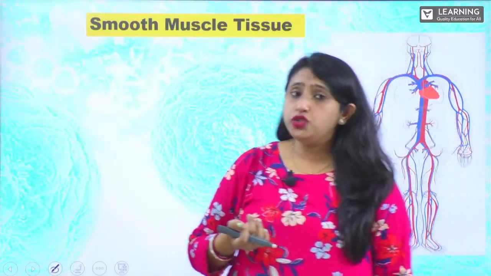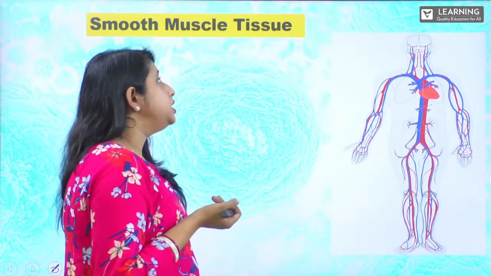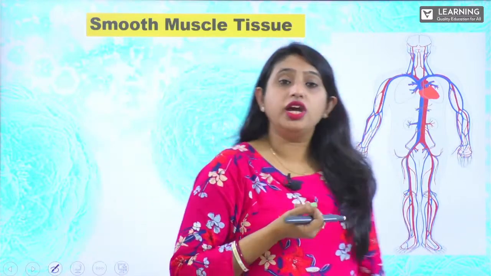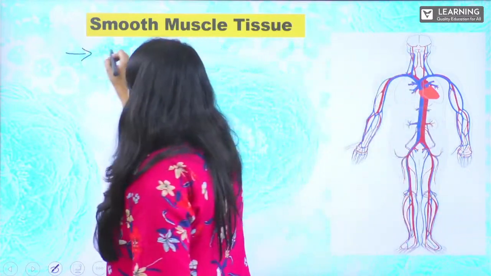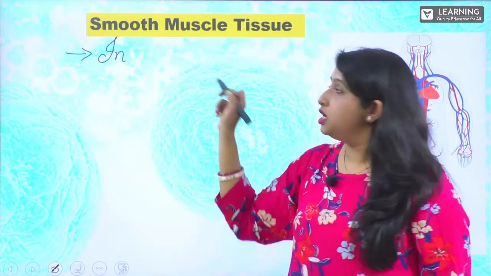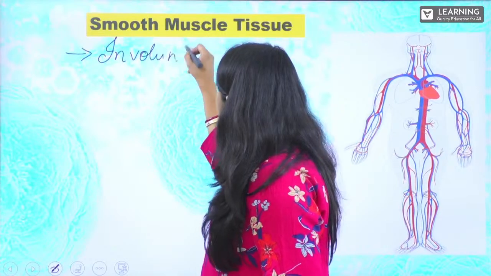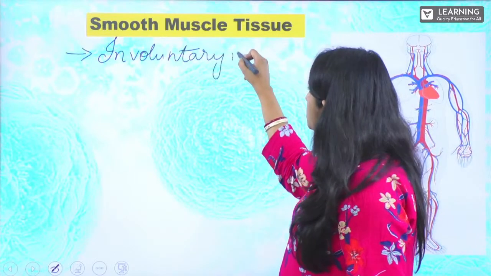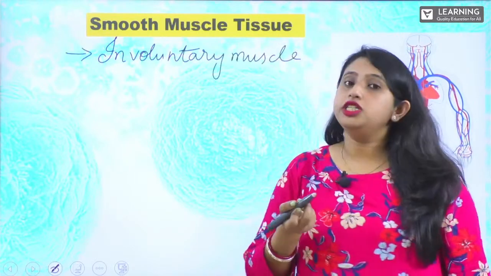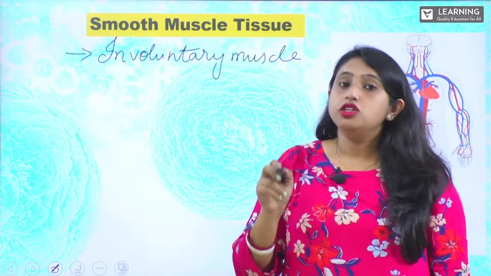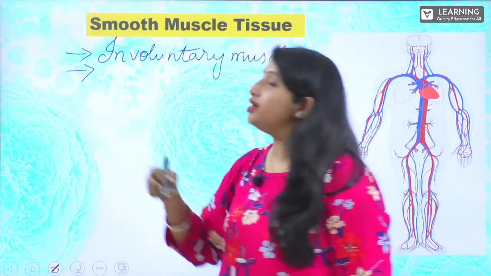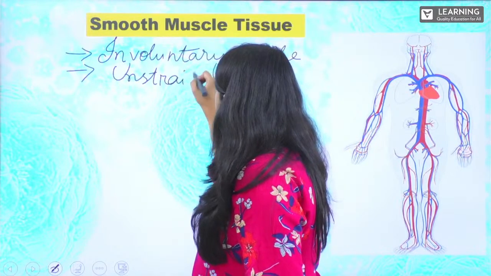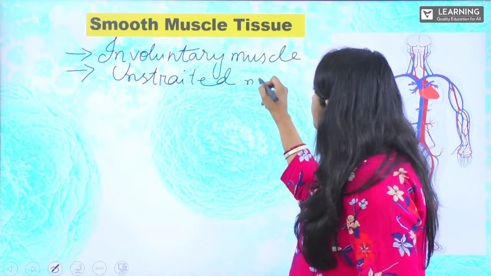Next type of tissue is the smooth muscle tissue or the smooth muscle cell. They are also known as involuntary muscle tissue. Now, involuntary means which we cannot control. They are also known as unstriated muscle.